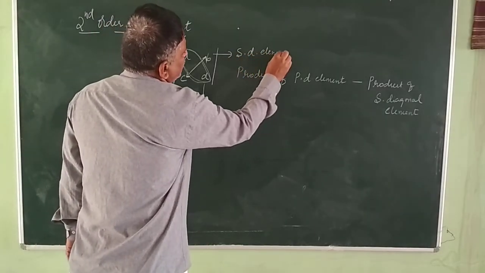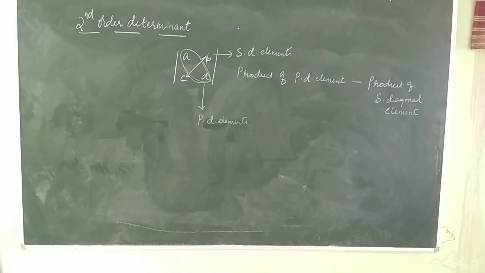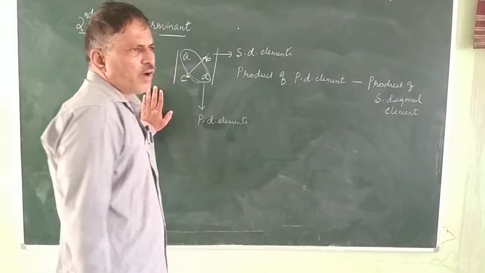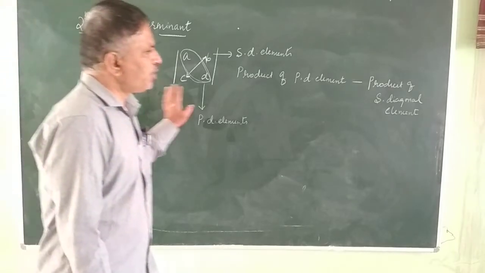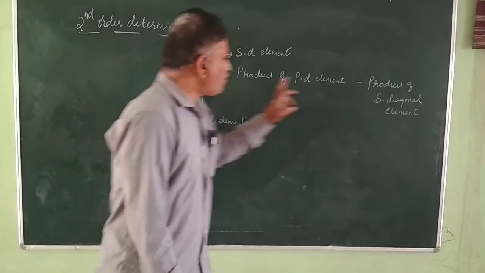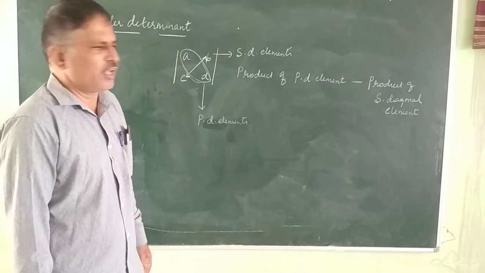And the elements present are secondary diagonal elements. So that means in order to find the value of a second order determinant, what we need to do is take the difference of the product of the principal diagonal and the product of the secondary diagonal.